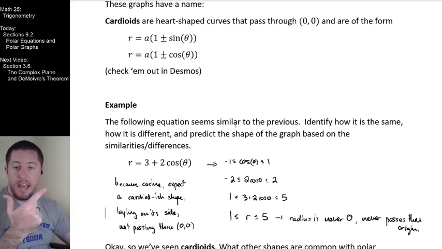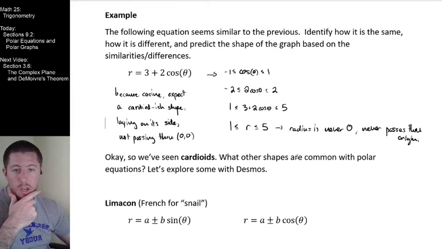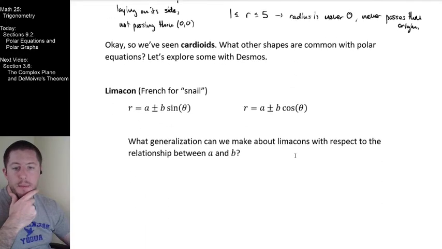It's going to be laying on its side because it's cosine instead of sine, and it's not going to pass through the origin, by doing a little bit of algebra right there. So what types of shapes might we end up seeing?